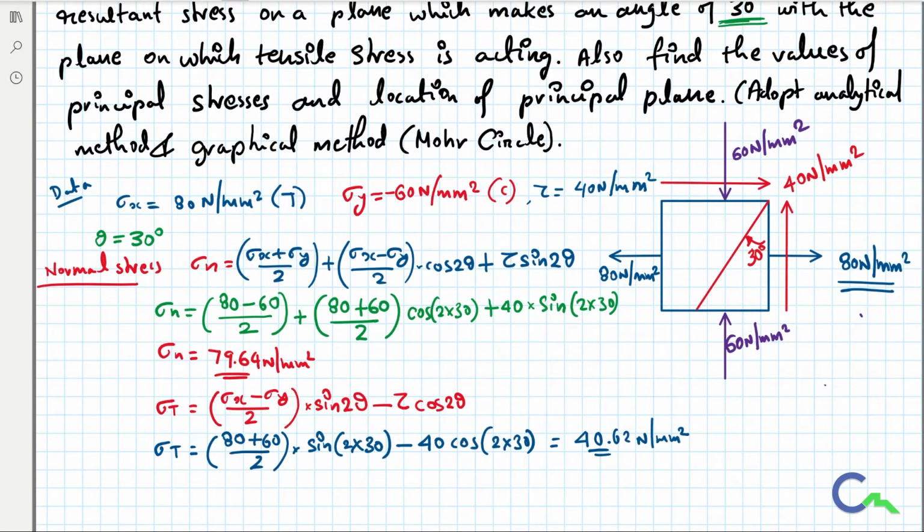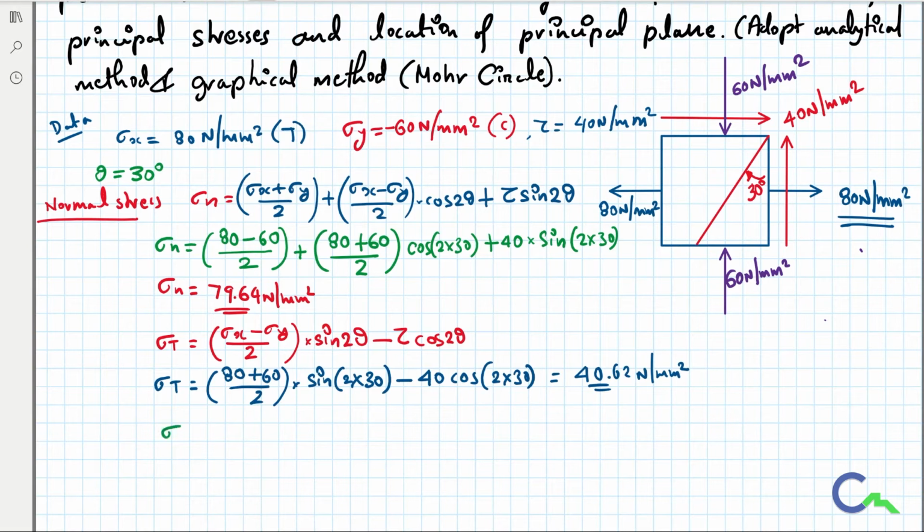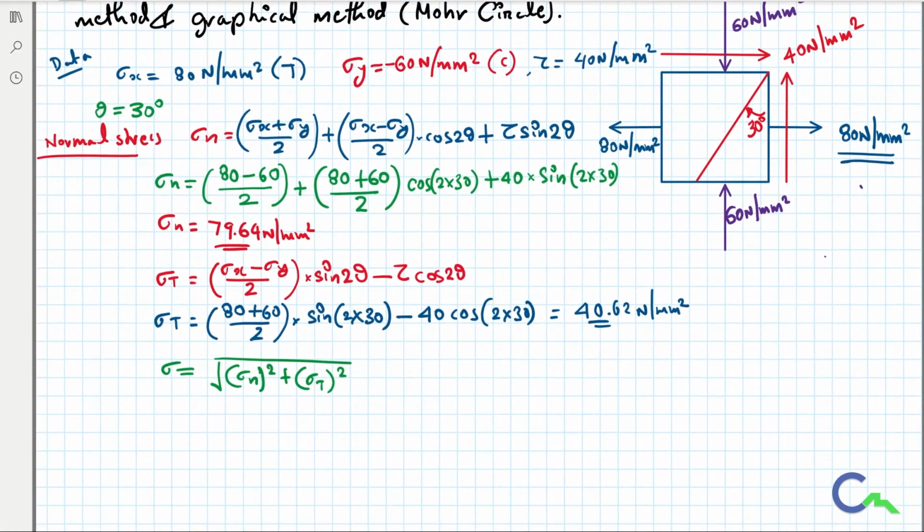So if you want to find the resultant, we can use this formula, that is sigma is equal to root of sigma n whole square plus sigma t whole square. So that is the formula we can use. Therefore if you substitute the values, I am going to get 89.90 Newton per millimeter square.